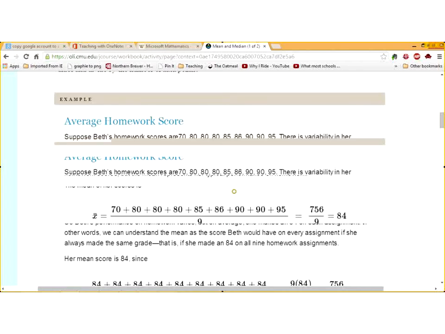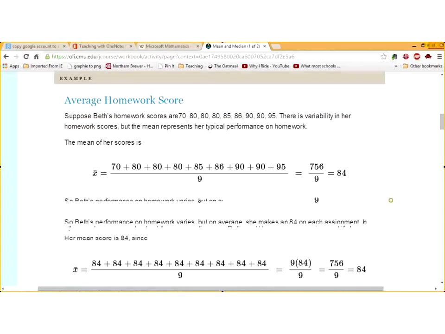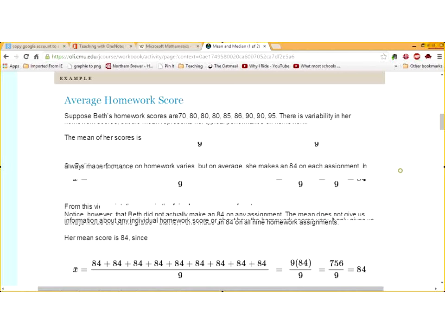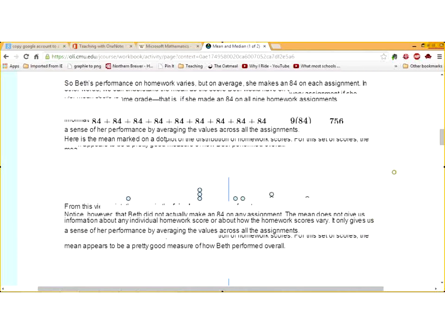So take a look at the video if you're not sure how to get the symbol X bar into your quiz. All right, so this is just an example of how to do the mean, quick reminder, you add all the data values together and divide that by how many. Everybody, I think, is pretty much familiar with that.